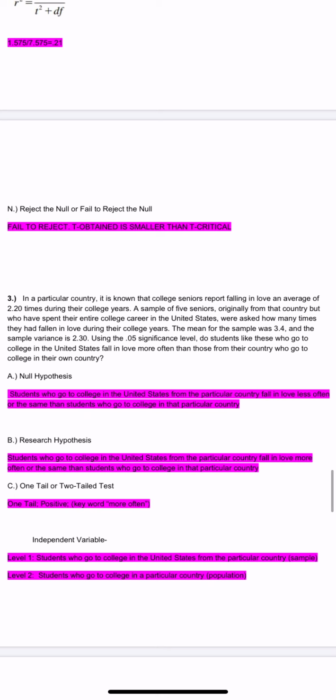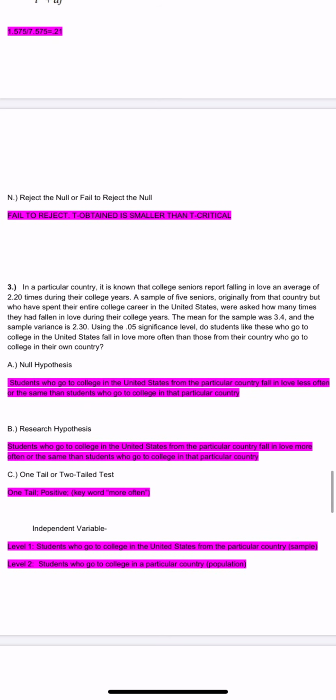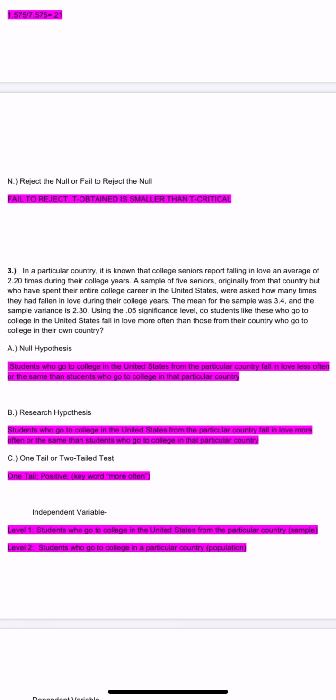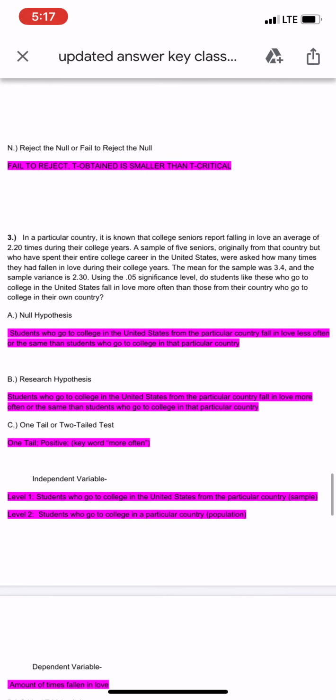So we're given more information than we were in the previous questions. Using the 0.05 significance level, do students like these who go to college in the United States fall in love more often than those from their country who go to college in their own country?